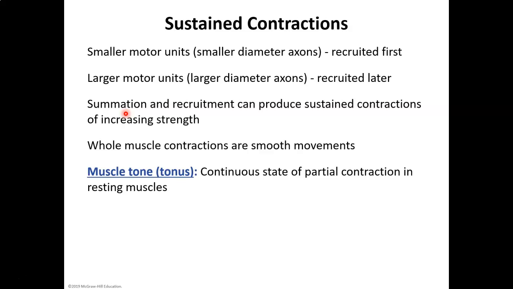Right? One contracts and another one has to relax because it's got to get more energy or more ATP or more calcium or whatever it's got to do. And so it detaches from the actin, and then another one attaches, and so back and forth and back and forth. These things help each other out. So they summate their interaction patterns. And with recruitment, you recruit the number of motor units that you need to perform a task, and they produce sustained contractions of increasing strength.